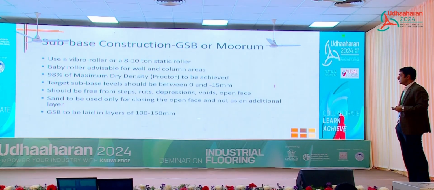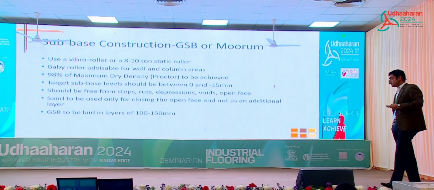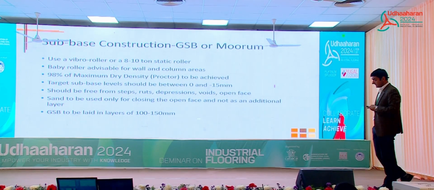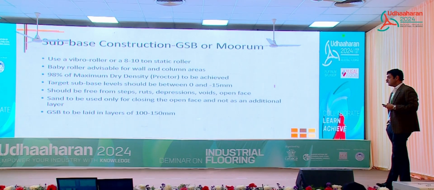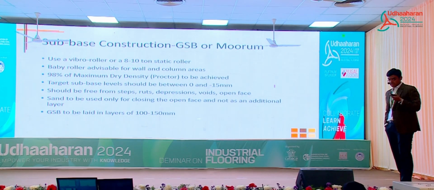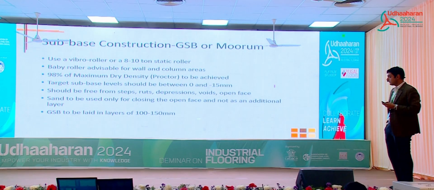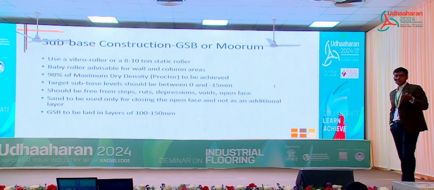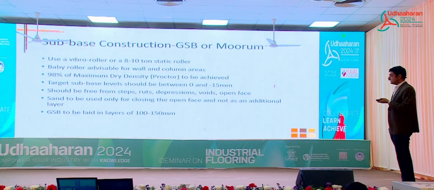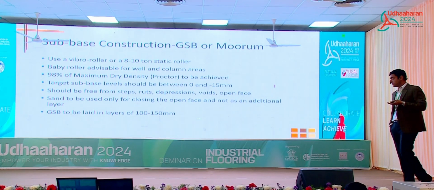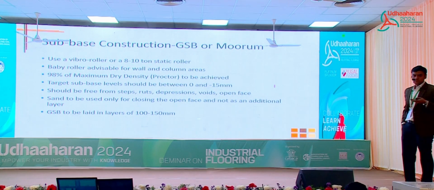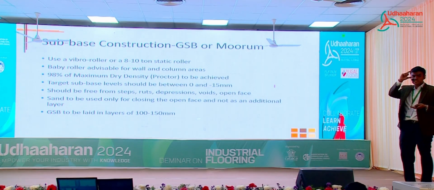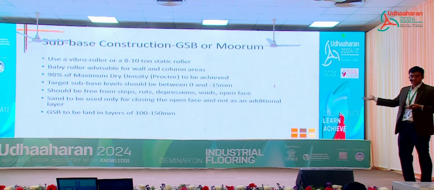So just a summary of subbase construction: use a vibro roller or a static 8-ton roller. Baby roller is advisable for edges. 98% dry density is the target, 95% would be the lower cutoff. For your target subbase levels, obviously you cannot have a 0-0 floor, and you cannot have a 0-0 subbase either. So a reasonable specification to give to the earthwork contractor would be 0 to -15. The reason we say 0 is because we are designing for a certain thickness of slab, and we need that 150. That 150 can become 160, but it should not become 130 or 140.